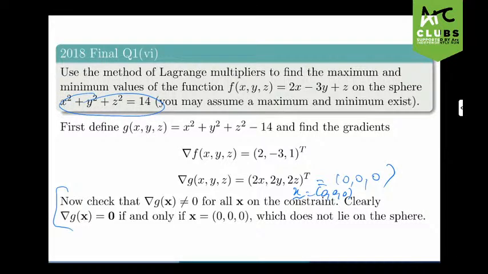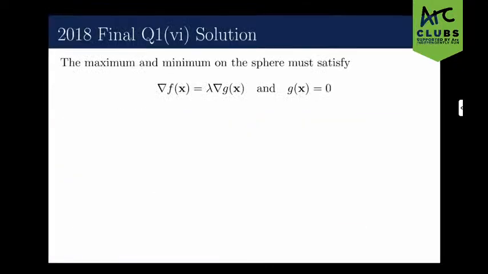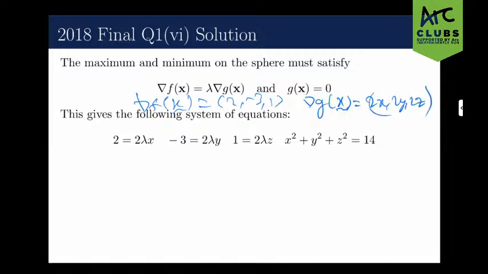I want to find the point such that this condition holds, so they are parallel and the constraint is satisfied. So now we basically get a bunch of equations. How did I get this? Well, the gradient of f is equal to 2, negative 3, 1, and this one is equal to 2x, 2y, 2z. So if I equate them, then 2 is equal to lambda multiplied by 2x, negative 3 is equal to lambda multiplied by 2y, and so on.